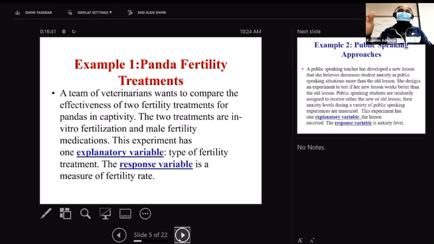Is there anyone who actually needs clarification on how to identify the response variable or the explanatory variable from a given question? Is there anyone? Whether in person or online. Those of you online, can you confirm if you're hearing me? Can somebody confirm if you're hearing me clearly?